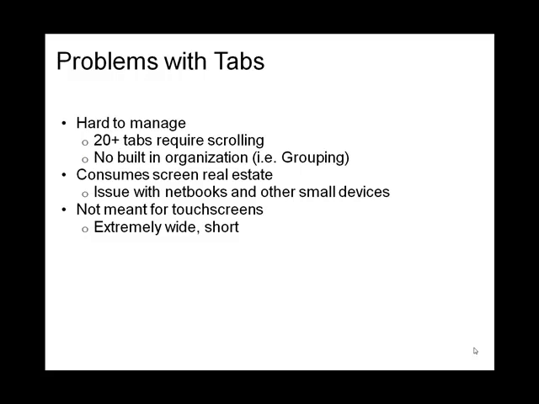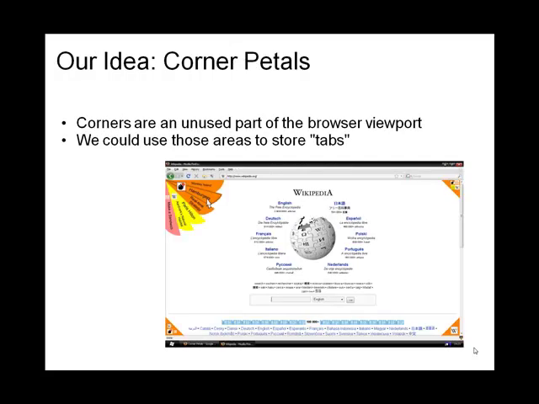So our idea is corner petals, and as you can see in the mock-up here, we actually store pages in the corners of the browser. So you can see here we have little icons in the corners representing different pages and groups of pages actually. And you see in the top left you can actually expand the corners into what we call a balloon state. And you can see the different petals here, each petal being a separate page.